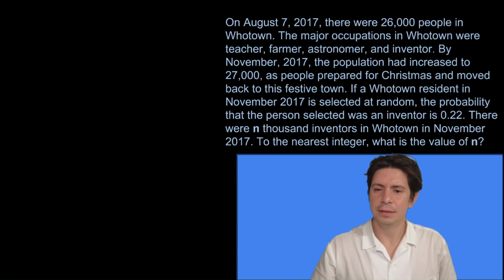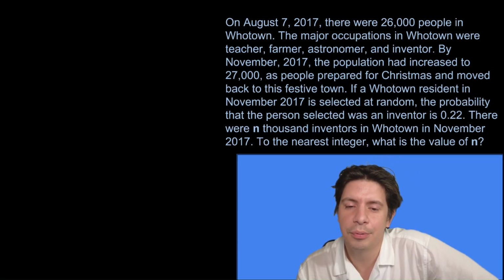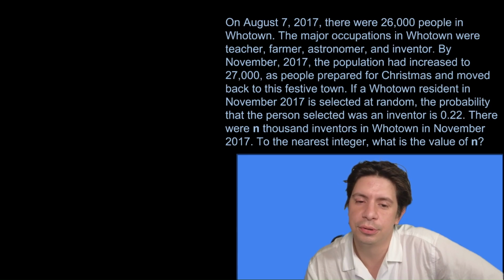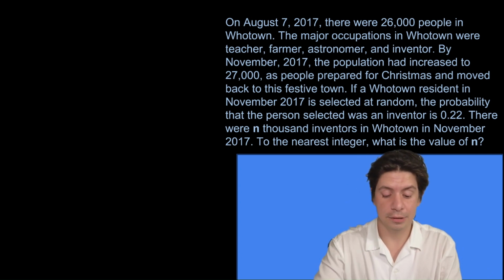town. If a Hootown resident in November 2017 is selected at random, the probability that the person selected was an inventor is 0.22. There were n,000 inventors in Hootown in November 2017. To the nearest integer, what is the value of n?